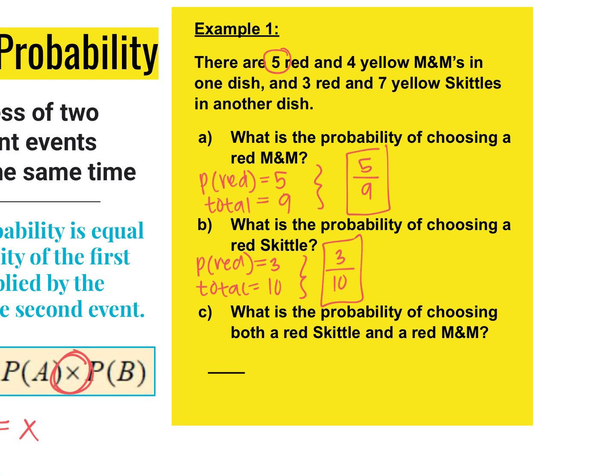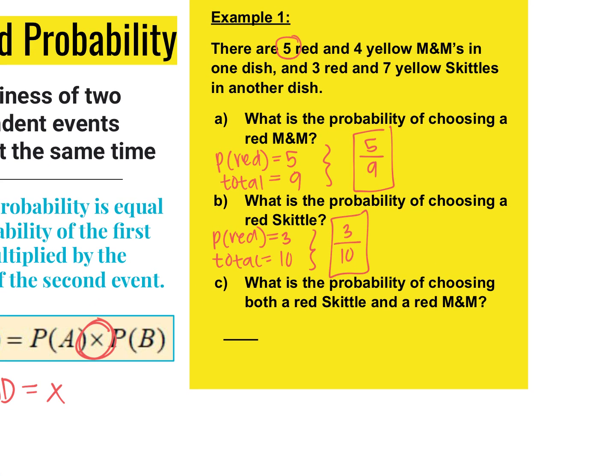Now here's where the compound part comes into play. Now this question's asking us, well, what happens if we want to figure out what the probability is of choosing both, keyword here, both, 2 things happening, a red Skittle and a red M&M. What we are going to do is figure out, well, hey, what's the probability of getting the red Skittle and the probability of getting that red M&M, and then we are going to multiply them together.